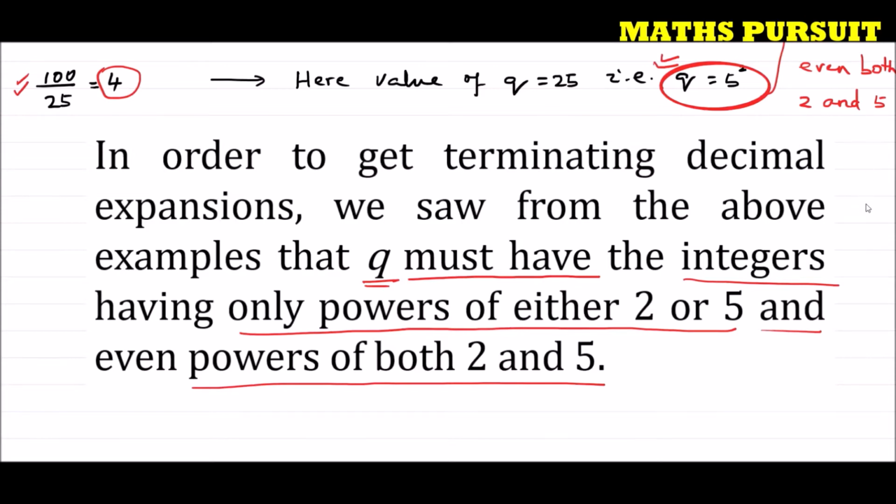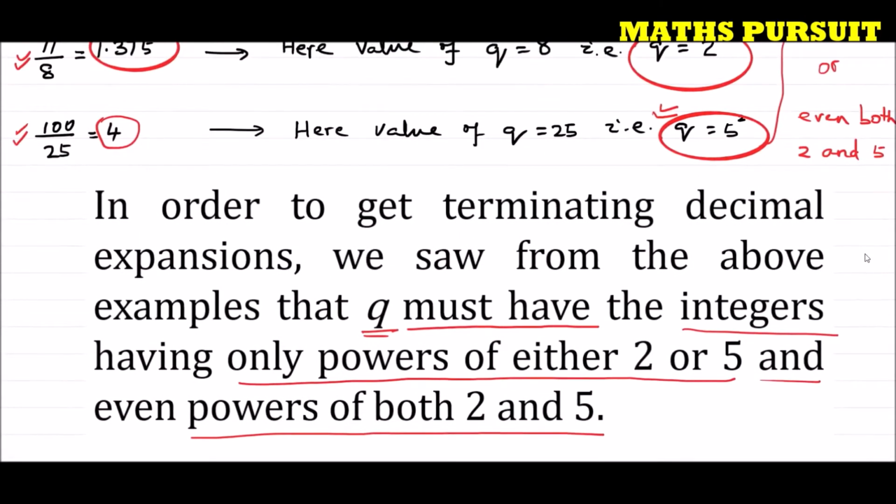I believe guys you understood this. The question is very clear. The question is asking us to check if a rational number is terminating, what property q has when a rational number is terminating. And we saw that when a rational number is terminating, the q value is powers of 2 or powers of 5, or even both 2 and 5. This is what the question is, as simple as this. Hope guys you understood this.